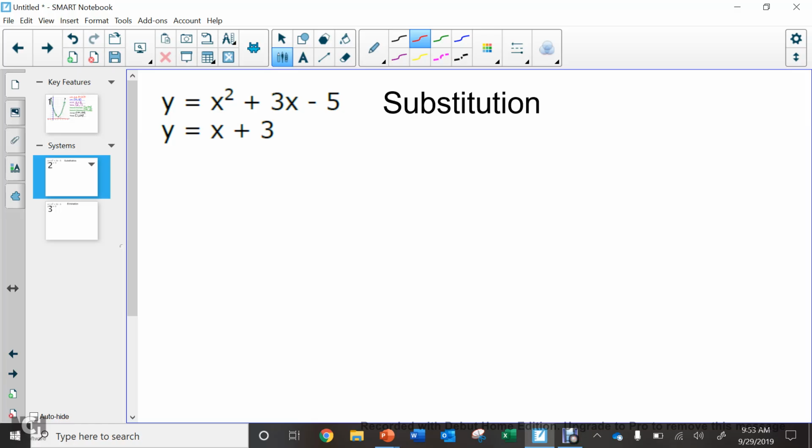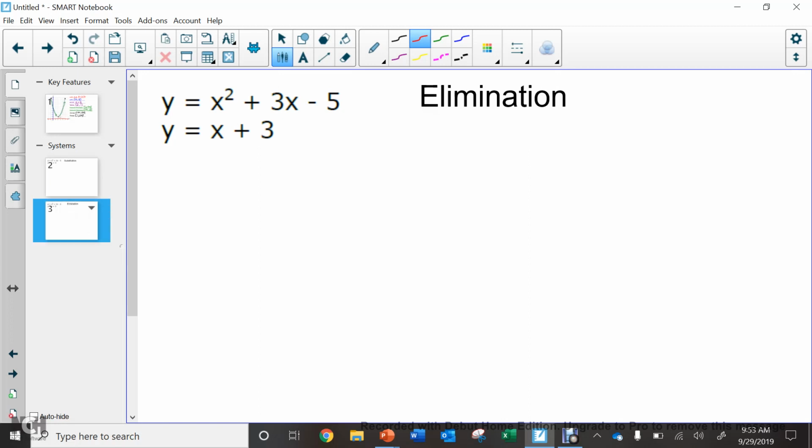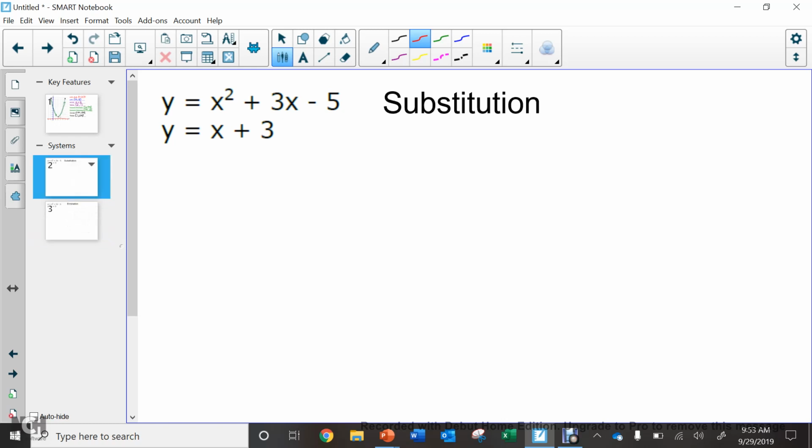Okay, welcome to systems of equations. Now we have two methods for systems of equations. We have substitution or elimination algebraically, and then we have the third method of graphing. But I'm going to focus on substitution and elimination.